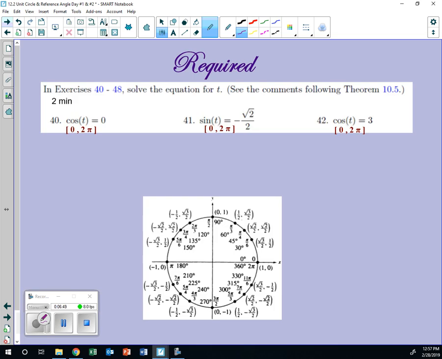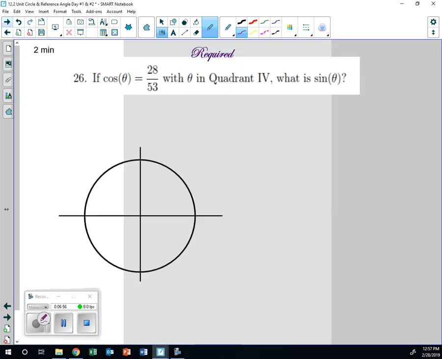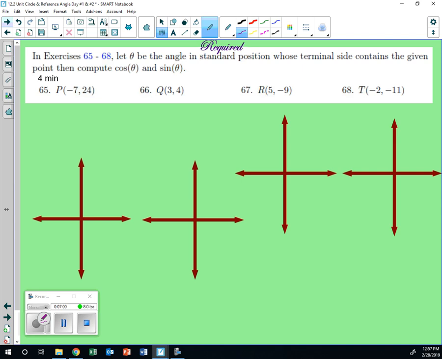And then, similar, use your unit circle for this. Don't have trouble there. And then this is a review from yesterday. Make sure you can do that. Would you go to number 65? 65 would like you to find the sine and cosine for these points. So you're going to go back 7 over 24.